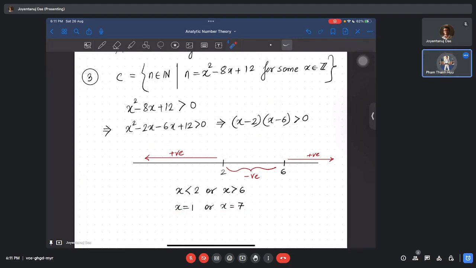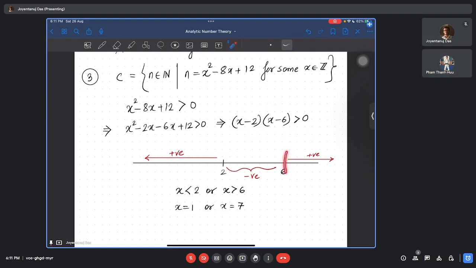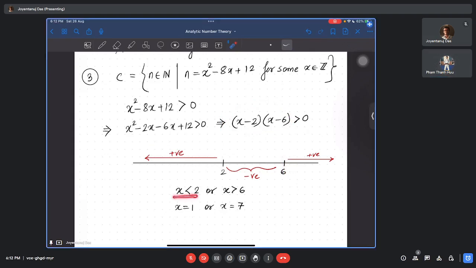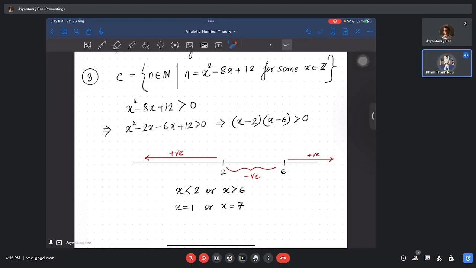At 2 it is 0, so at 2 and 6 it will be 0, right? So we take x equal to 1, because x is less than 2, and we want to find the minimum, the smallest element. We take the function.